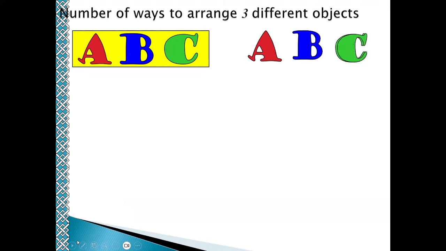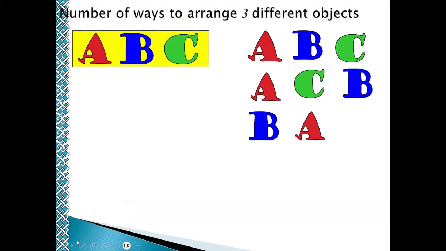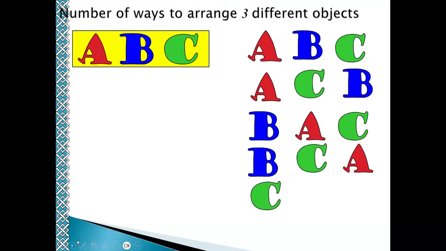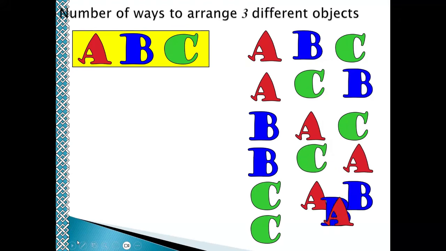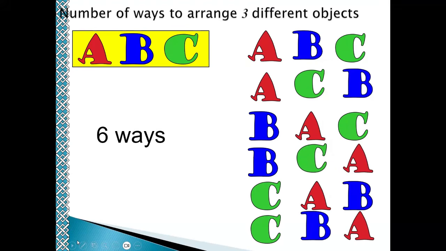Okay, 6 is the right answer. First, I keep A constant and shuffle B and C. Now I keep B constant and shuffle A and C. Now I keep C constant and shuffle what? I shuffle. Okay, so this is how I can arrange 6.